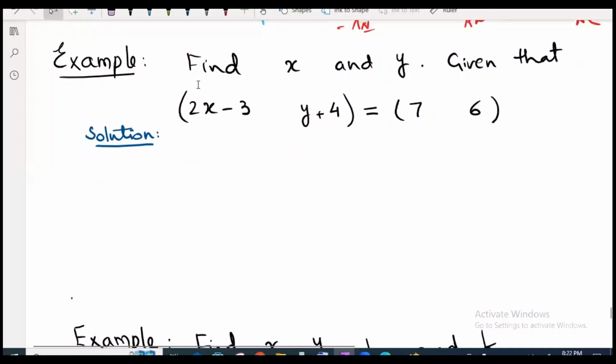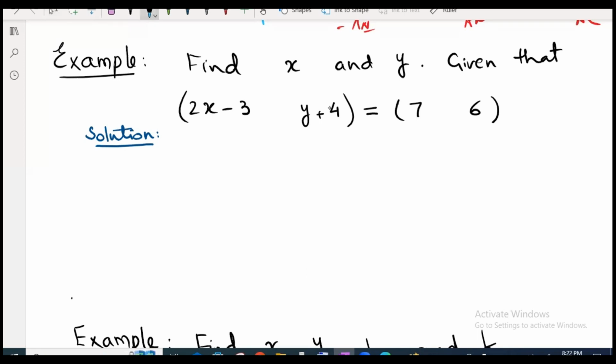Remember, in this example again, find x and y. Given that this matrix equals this matrix, this is given in the question. So it means equal means equal. These matrices are equal. Okay. So by the definition of equal matrices, the order must be the same and corresponding elements must be the same.